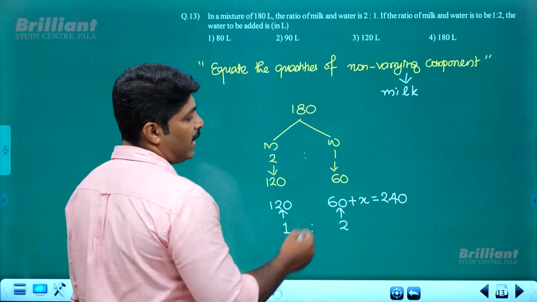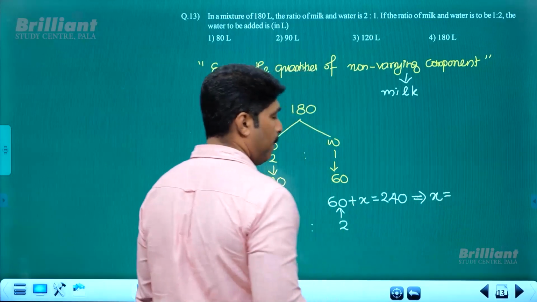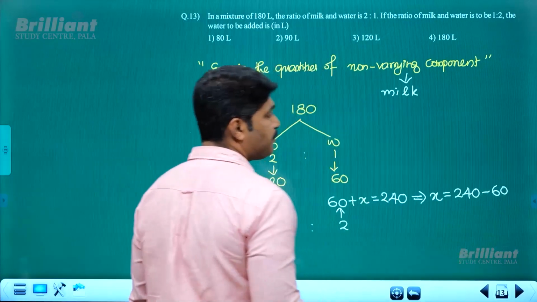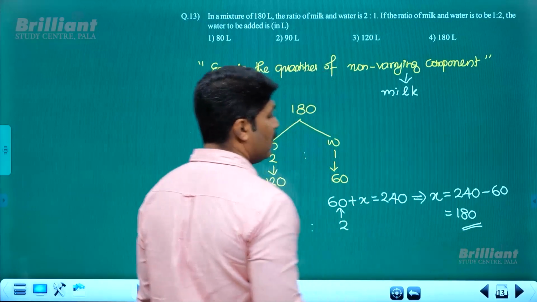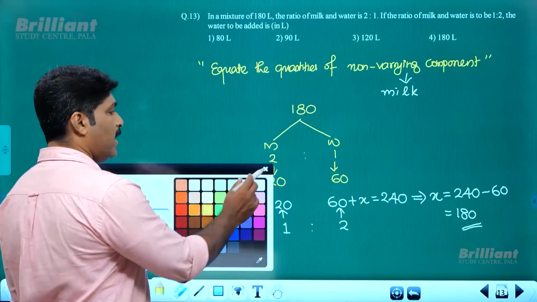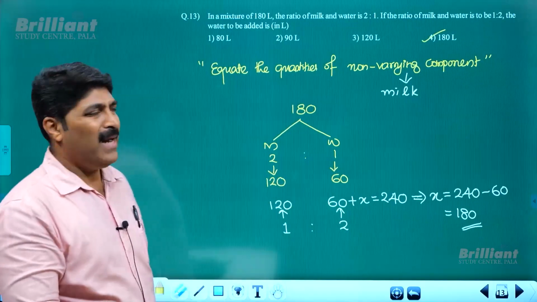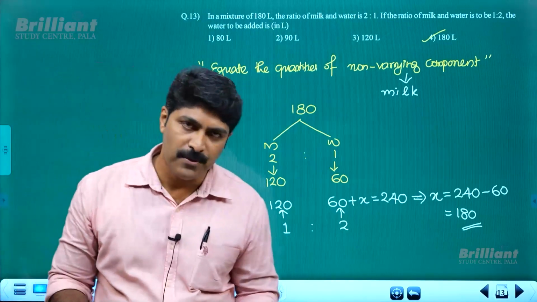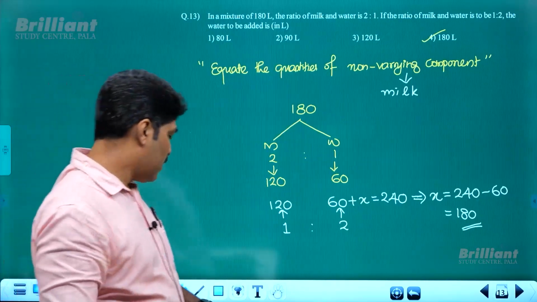If 60 plus x equals 240, we can find the value of x. That is 240 minus 60. So what is the value here? That is 180 liters. Therefore the answer is that the additionally poured water required for this kind of variation is 180 liters. This is the answer. It's a very simple approach to this question. We know there are lots of algebraic approaches possible, but this is the easiest approach to such a question.